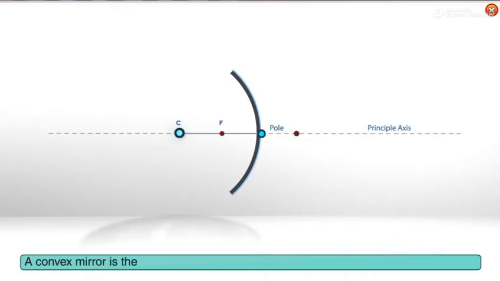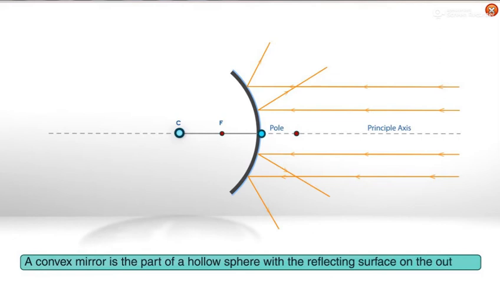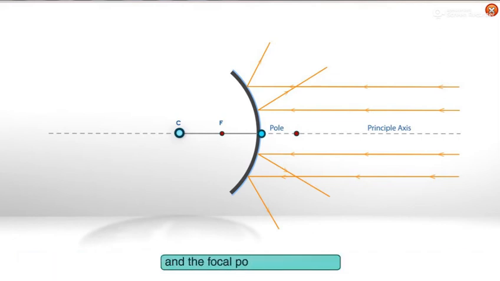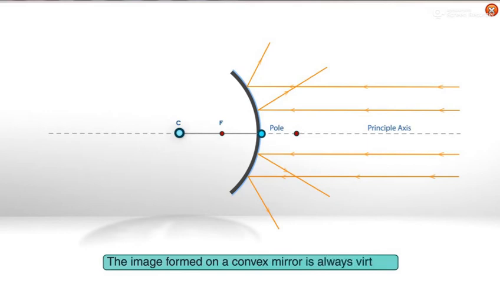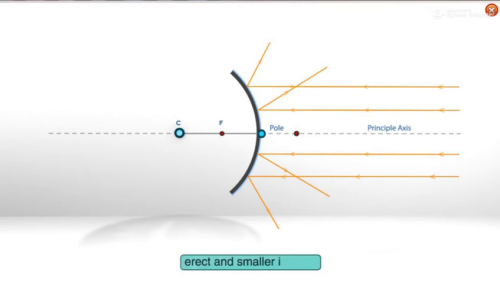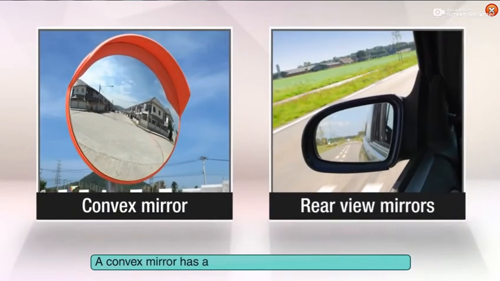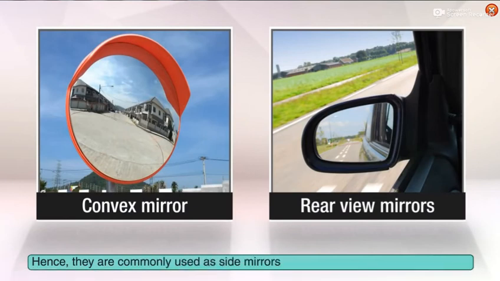A convex mirror is the part of a hollow sphere with the reflecting surface on the outside and the focal point on the inside. The image formed on a convex mirror is always virtual, erect, and smaller in size. A convex mirror has a wider field of view than other mirrors. Hence, they are commonly used as side mirrors or rear view mirrors in automobiles.